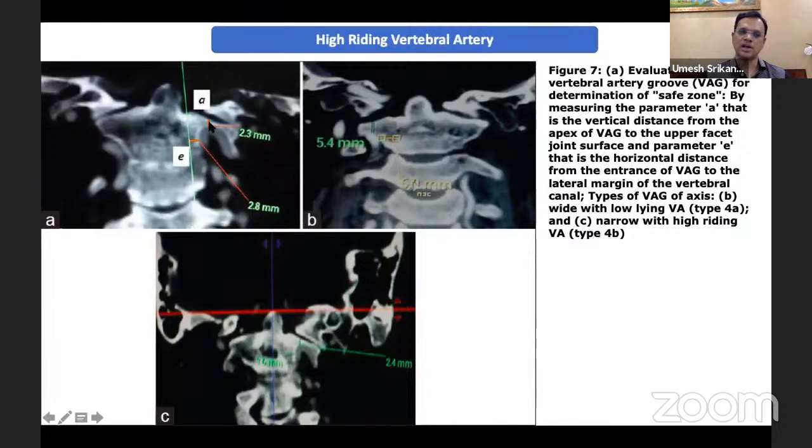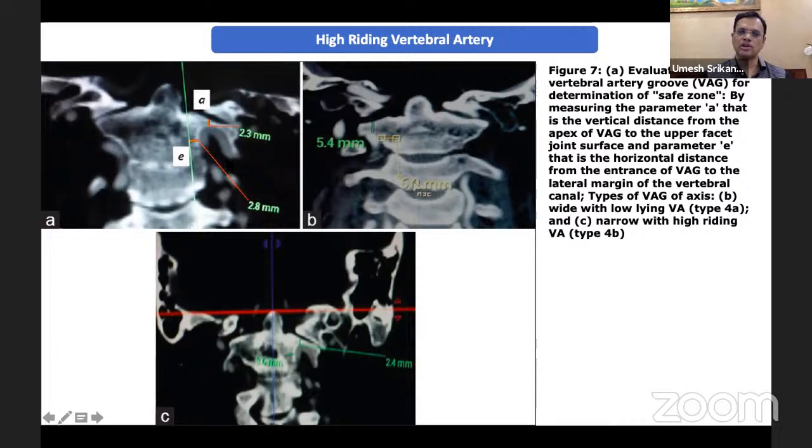So it is not just a high riding vertebral artery that we need to assess. Apart from the isthmus or internal height, we also need to measure the medial thickness of the vertebral artery groove lateral to the pedicle, or the pedicle thickness medial to the vertebral artery, as shown in the diagram.